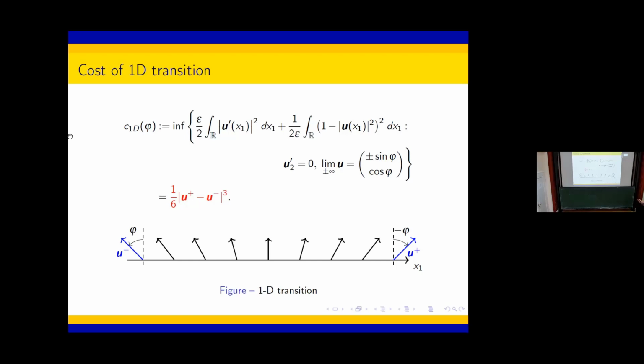And you assume that you have no variation in this direction. So in fact, the curl-free condition turns out to be just that the second component of the vector does not change. You have these conditions at the limit for the vector, and your Aviles-Giga energy per unit length is 1, and this is just a version of the Modica-Mortola problem, so you can solve it exactly, and you find that the cost is cubic. So this is what we expect.